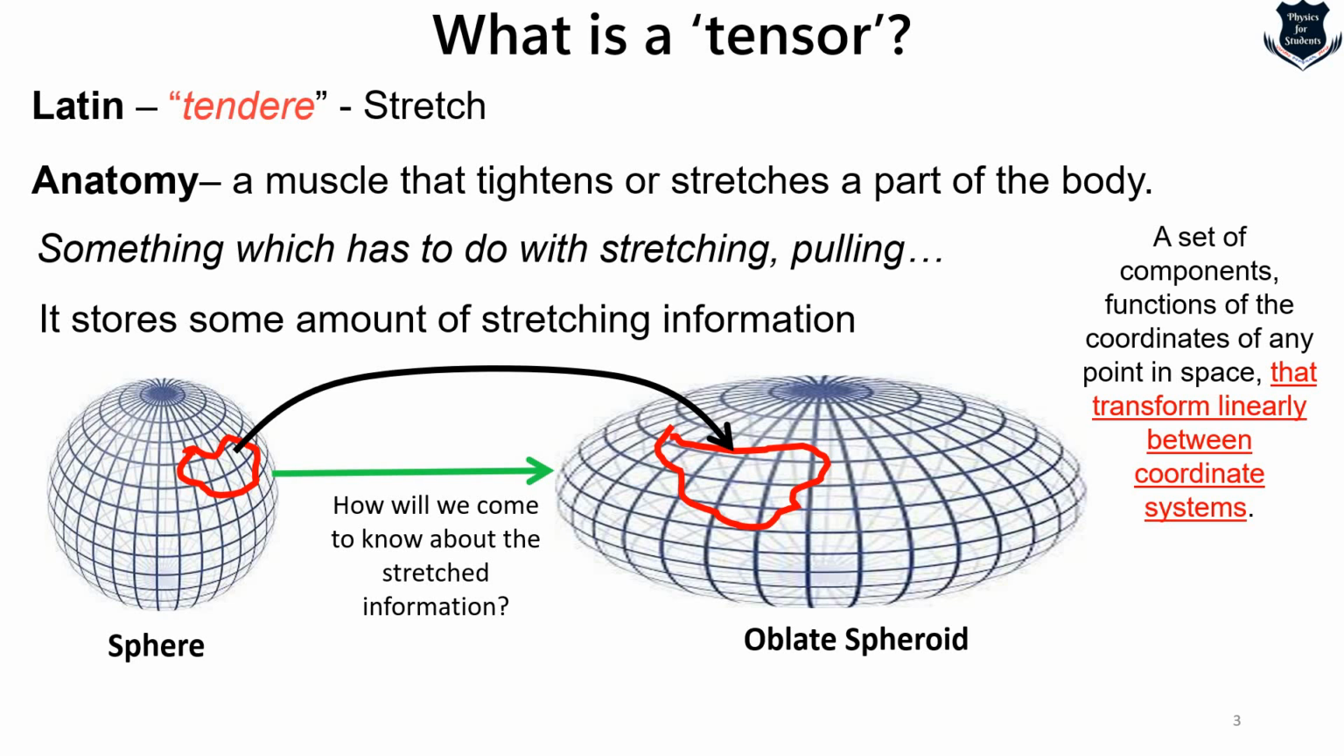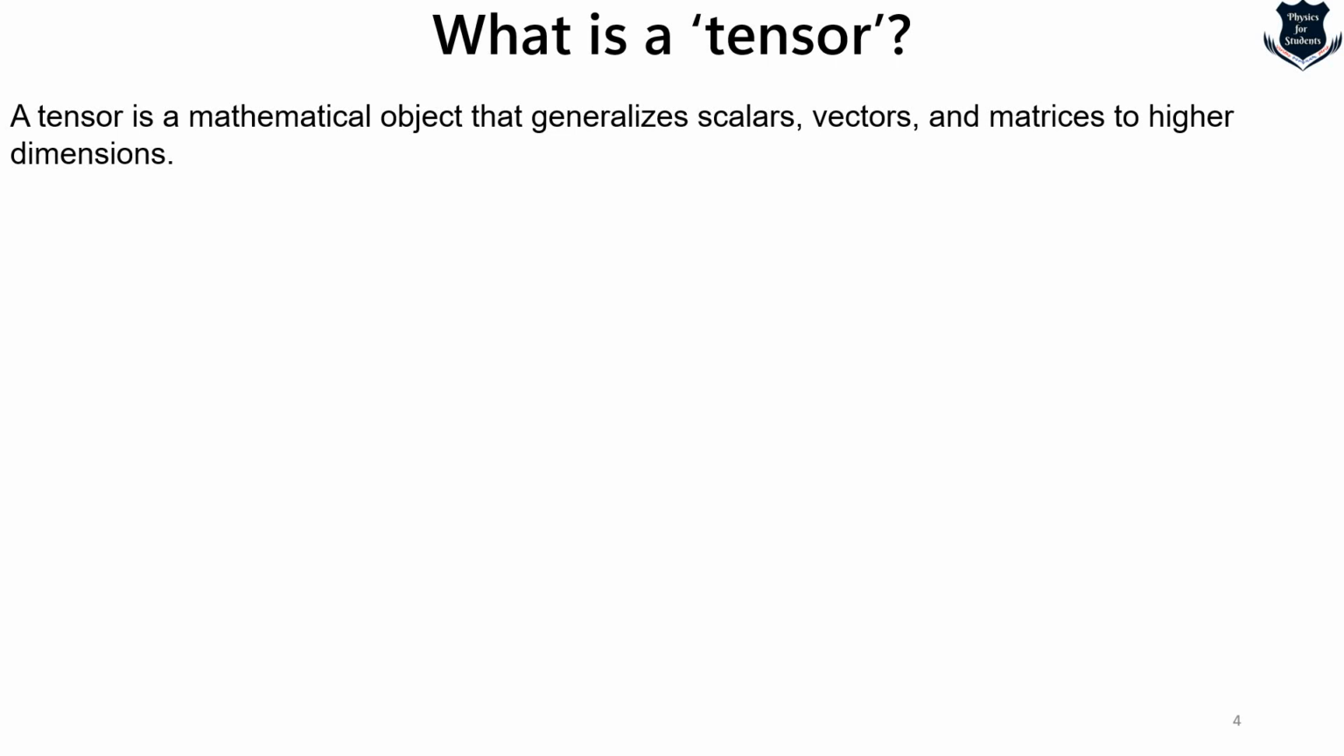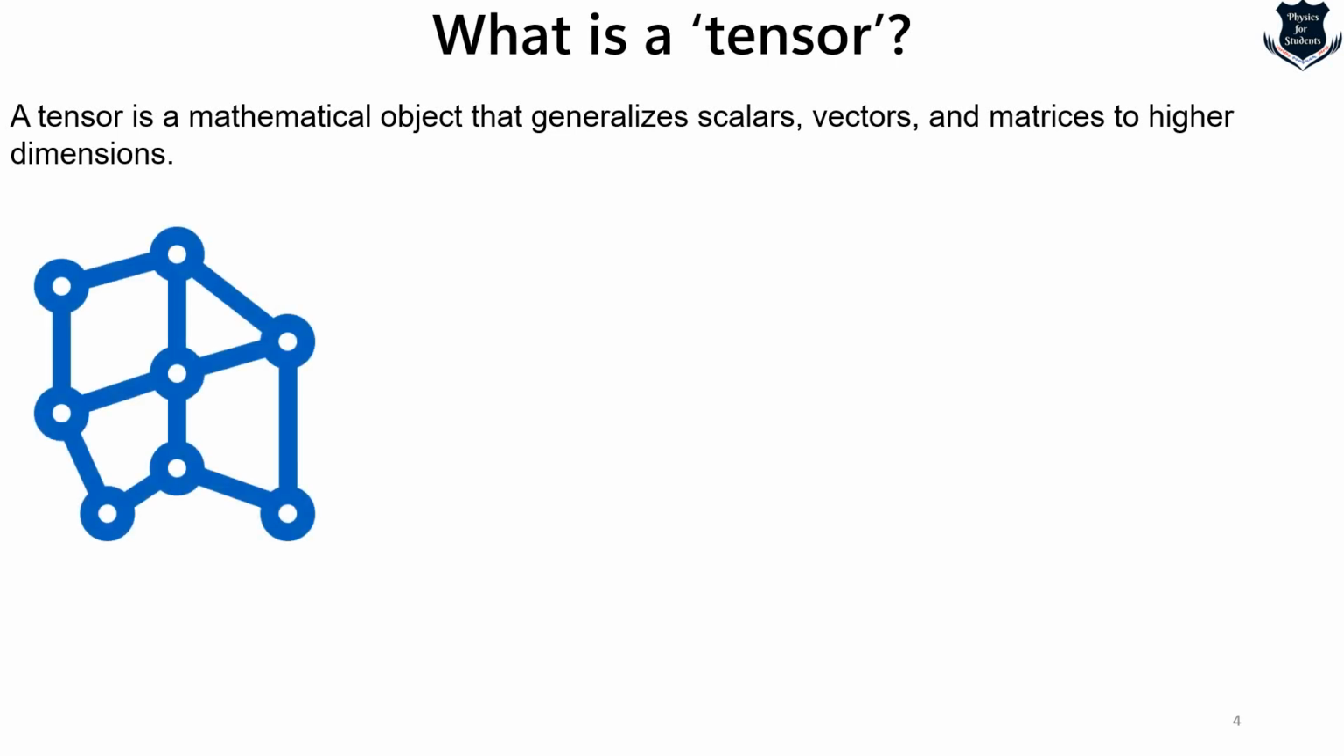So first we understand that a tensor is related to stretching, and the stretching information is stored in the mathematical concept called a tensor. Technically, we can say that a tensor is a mathematical object that generalizes scalars, vectors and matrices to higher dimensions. Now, what is actually a tensor?